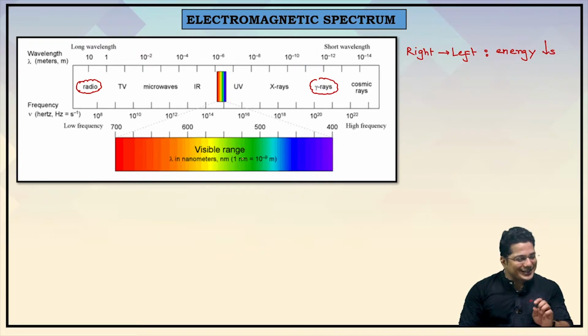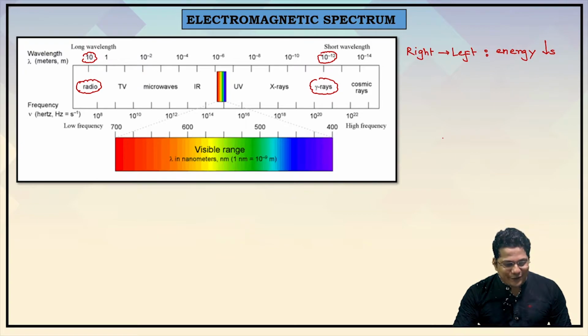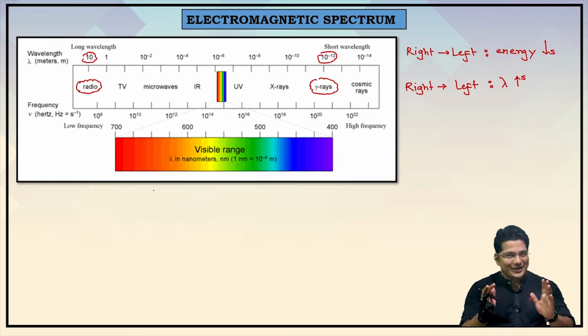Also observe the diagram. Moving from gamma radiations towards radio waves, gamma radiation has a wavelength of 10 raised to minus 12, whereas radio waves have a wavelength of 10 raised to 1. That means moving from right hand side, from gamma radiations towards radio waves, what is happening? Once again, moving from right hand side towards the left hand side, your wavelength, that is lambda, goes on increasing.